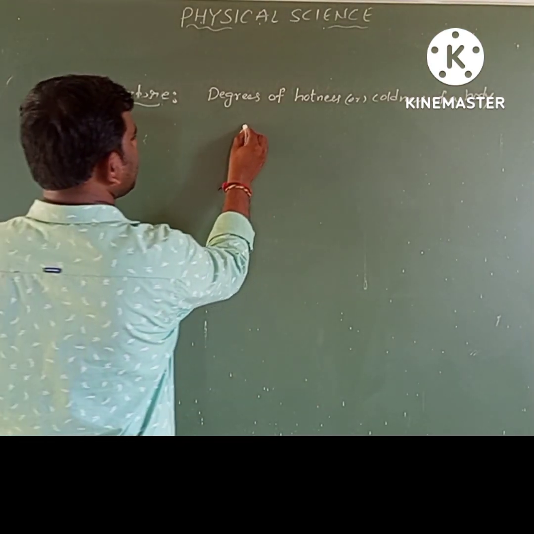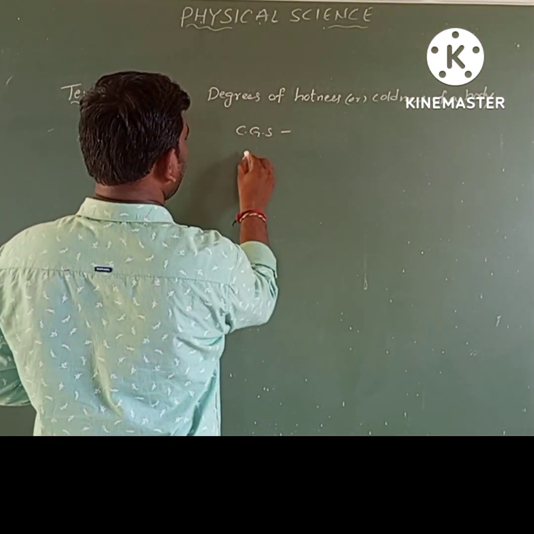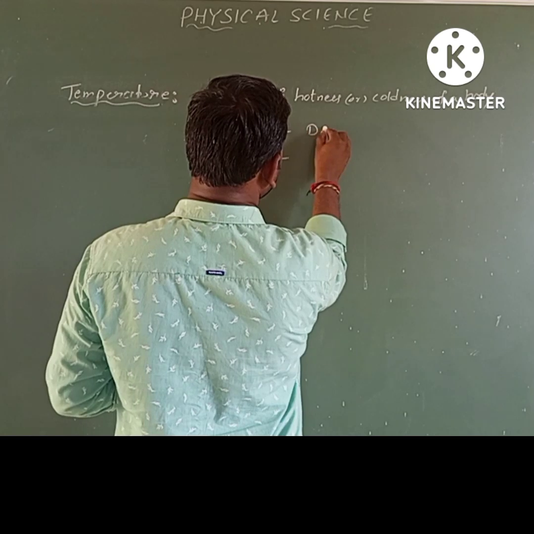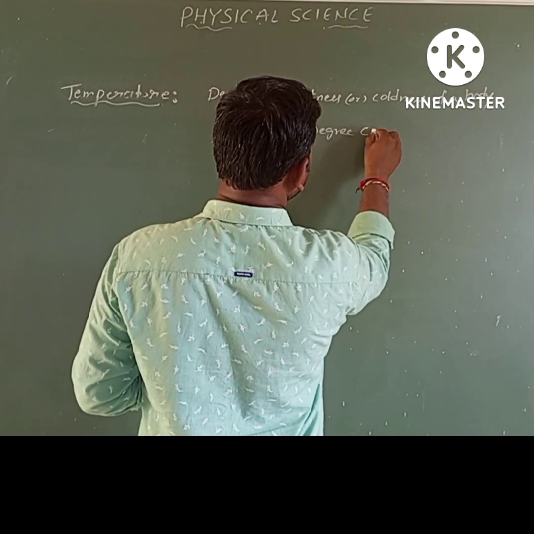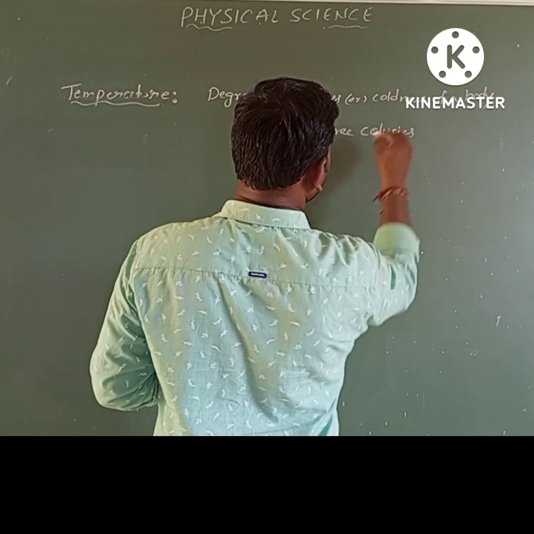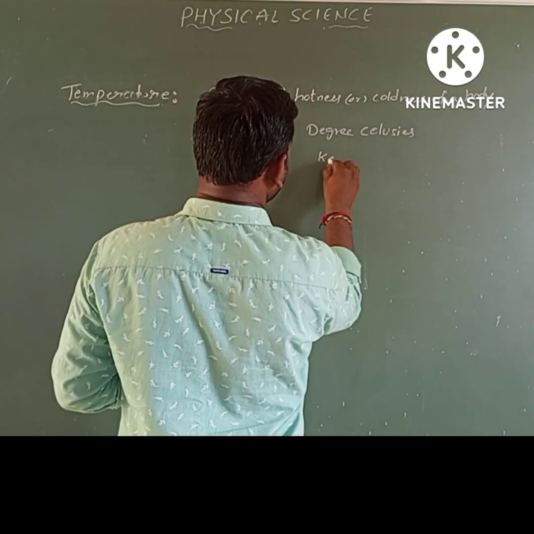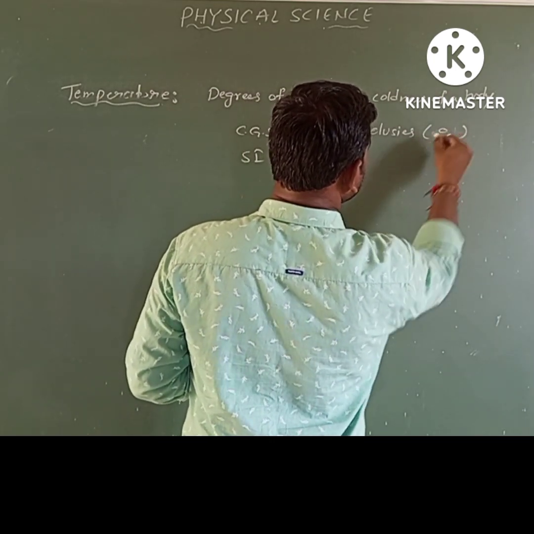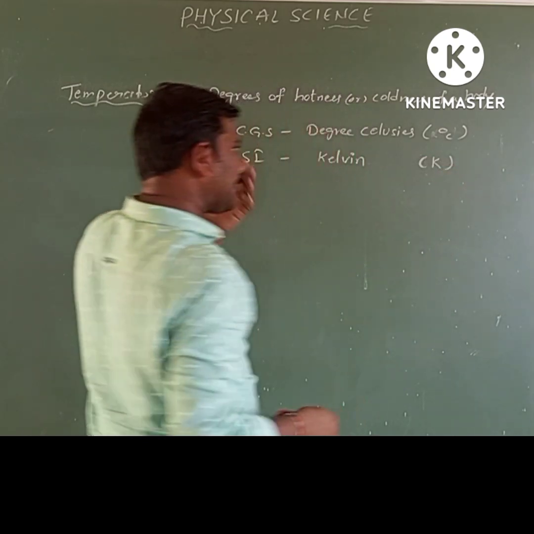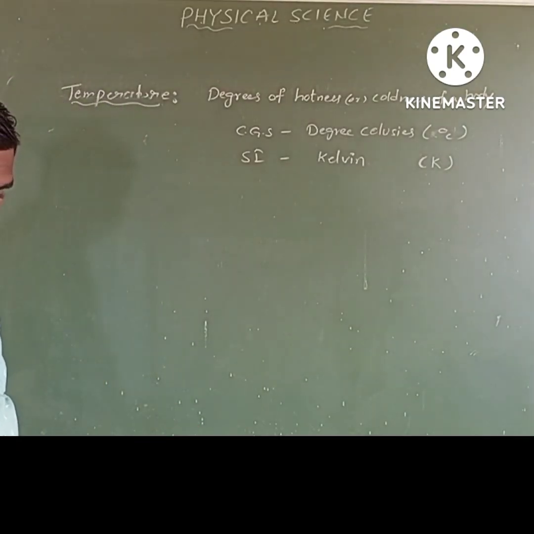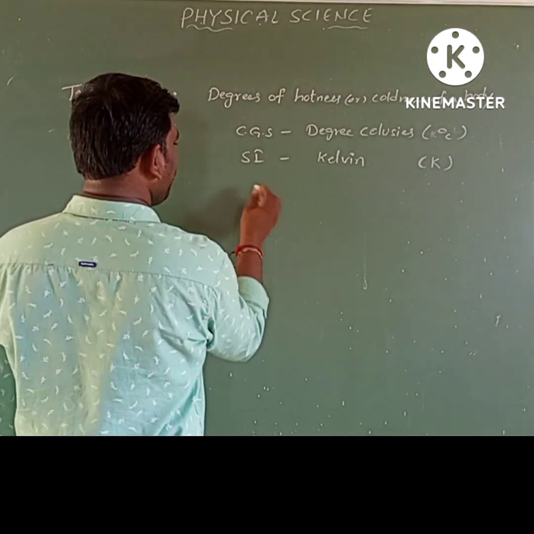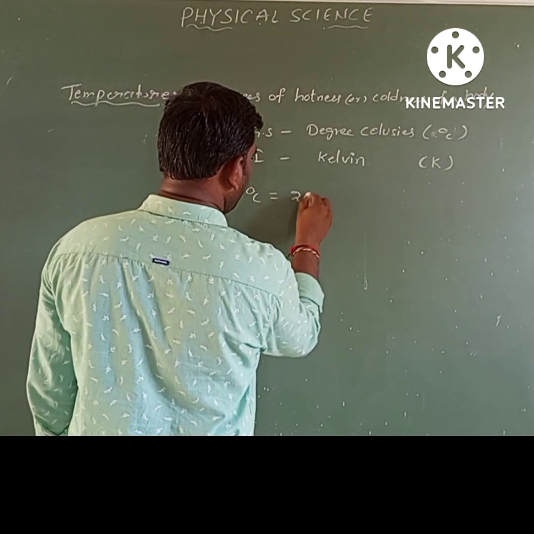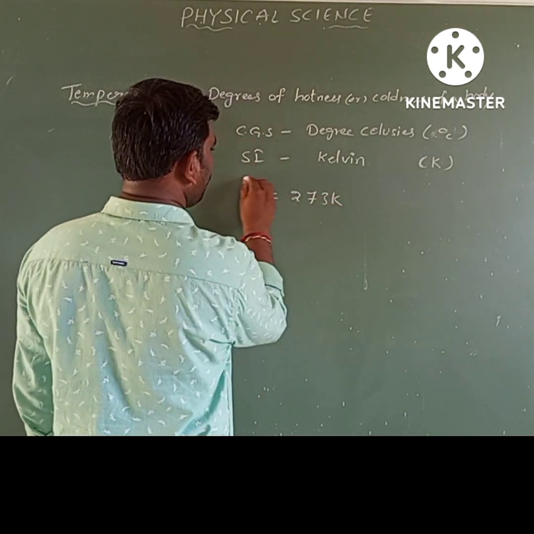So here, the CGS unit and SI unit of temperature. The CGS unit of temperature is degree Celsius, and the SI unit is Kelvin. So it is degree Celsius and Kelvin. Here 0 degree Celsius is equal to 273 Kelvin.